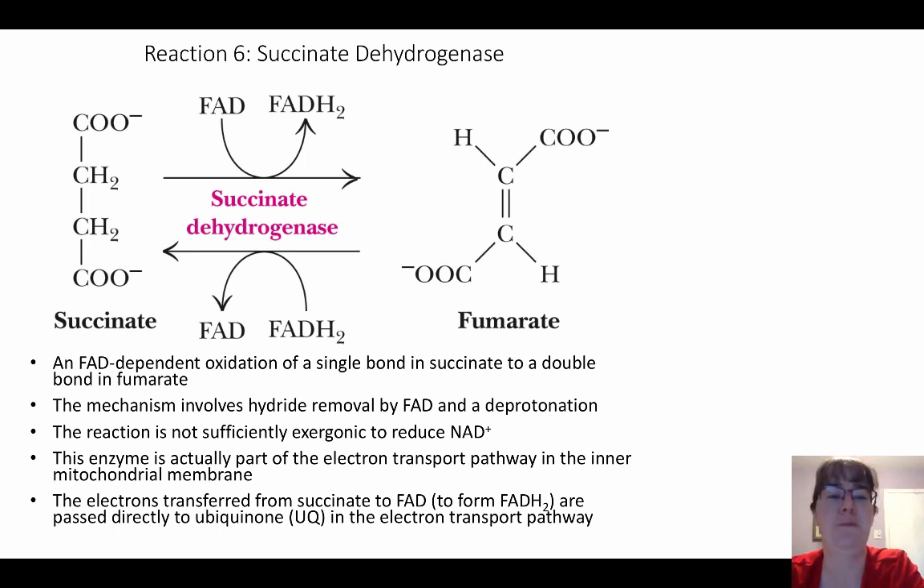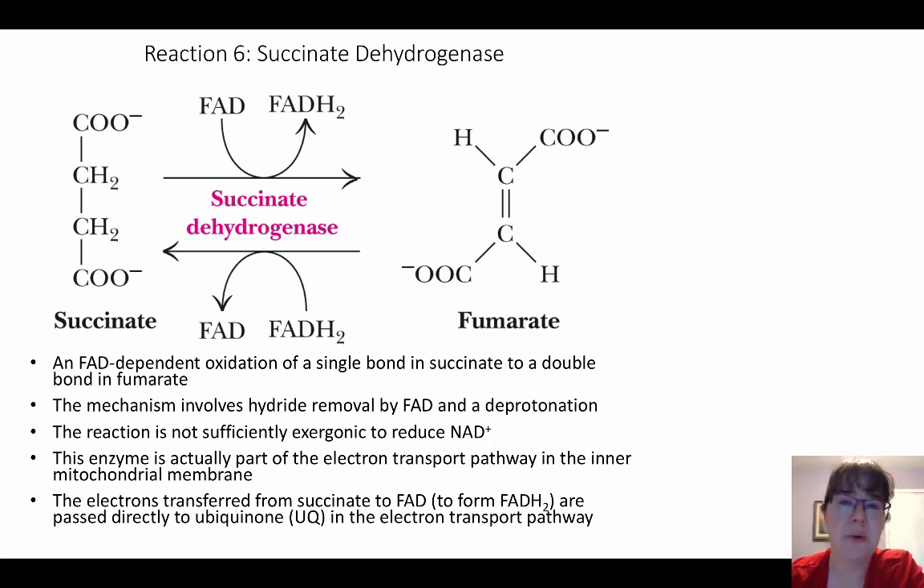So what is now our 6th reaction, but the first in this last set of 3, is taking succinate to fumarate with succinate dehydrogenase. Since it is a dehydrogenase, we're going to expect some redox chemistry. So this is going to oxidize succinate to fumarate, therefore reducing FAD to FADH2.